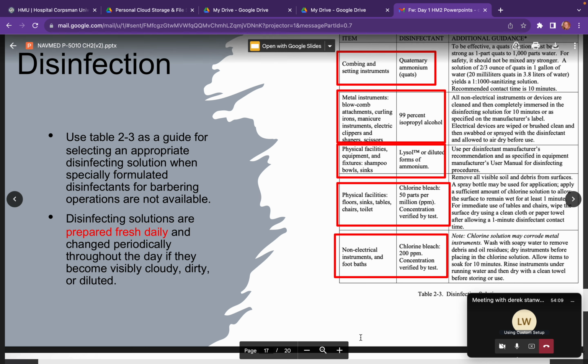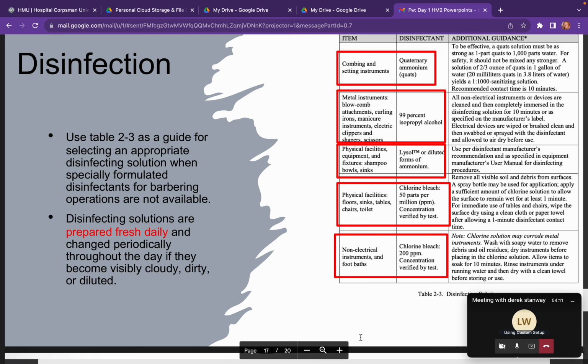Disinfectant solutions, they need to be prepared daily. So if you are doing quats or mixing your 1 to 10 parts of bleach water solution to sanitize your spaces, they need to be mixed every day. That's the biggest thing you got to take away from that.